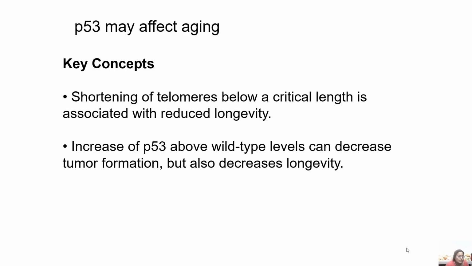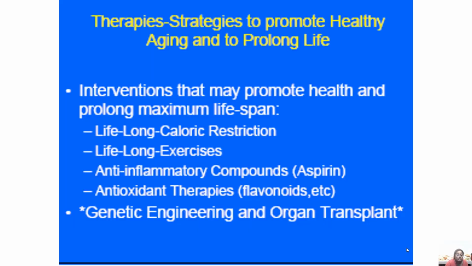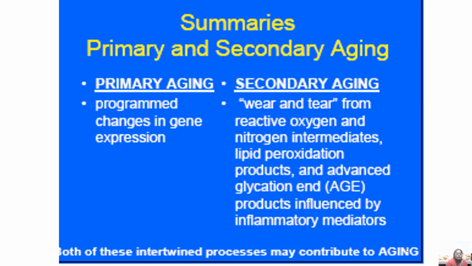Okay, so the key causes: shortening of telomeres below a critical length is associated with reduced longevity. Increase of p53 above wild-type levels can decrease tumor formation but also decrease longevity. Now, what are therapy strategies to promote healthy aging and to prolong life? Interventions that promote health and prolong maximum lifespan: lifelong caloric restriction, lifelong exercise, anti-inflammatory compounds, antioxidant therapy, genetic engineering, and organ transplant, etc. Now, what are the summaries?